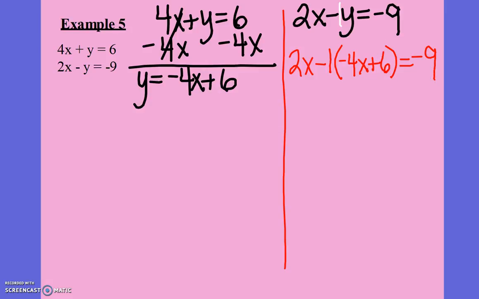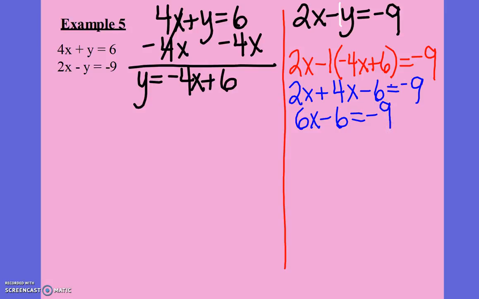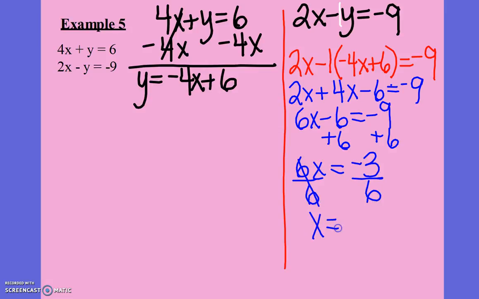Use your distributive property. 2x plus 4x minus 6 equals negative 9. 6x minus 6 equals negative 9. Add 6 to both sides. I get 6x equals a negative 3. Then I'm going to divide by 6. We have a fraction. We're going to reduce it. X equals a negative 1/2.